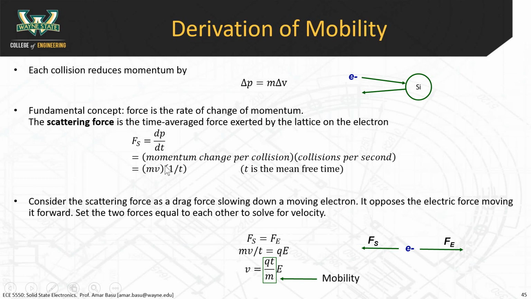Now, in the case of the electron, the momentum change per unit time is the momentum change per collision times the number of collisions per second. Every collision is changing the momentum by a certain amount, and then how frequently those collisions are happening matters. You multiply those two together, and you get the net change in momentum over time.